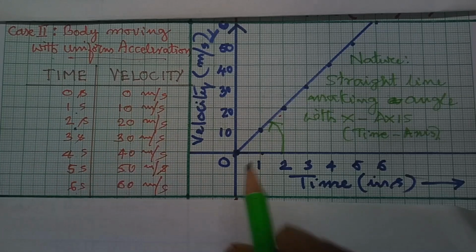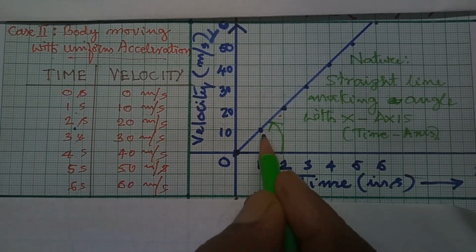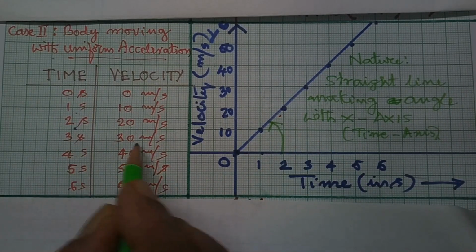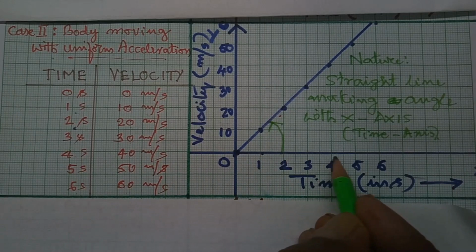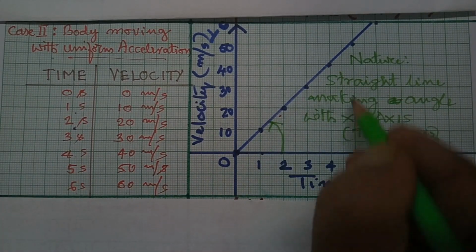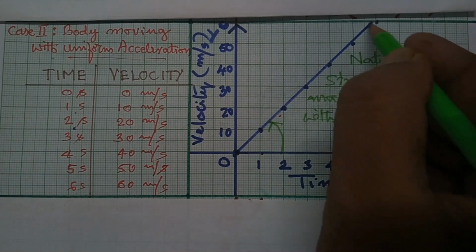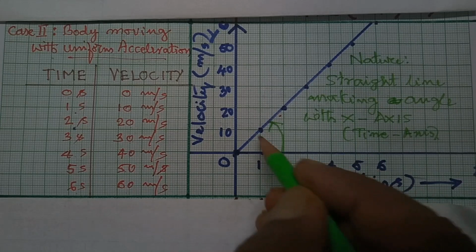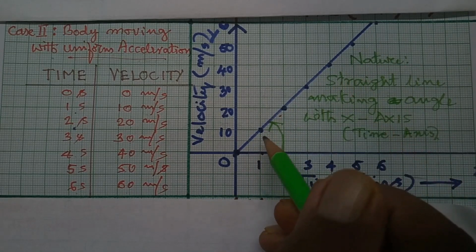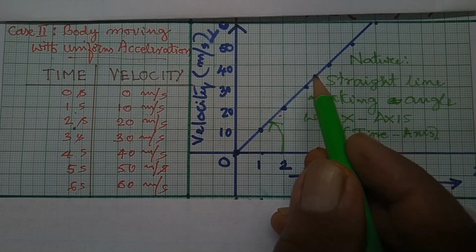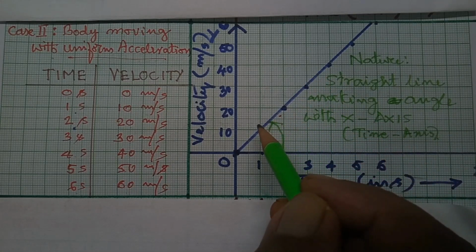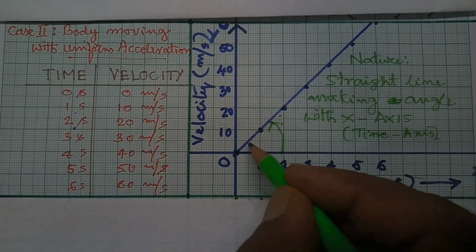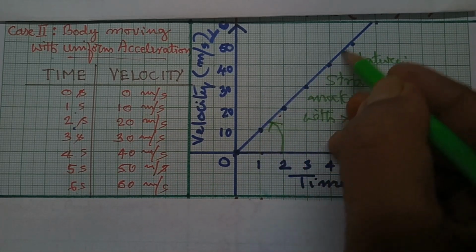0 seconds 0 meter per second, 1 second 10 meter per second, 2 seconds 20, 3 seconds 30 meter per second, 4 seconds 40 meter per second, 5 seconds 50 meter per second, 6 seconds 60 meter per second. Like that we are getting. If you observe carefully, we will find that you are getting a straight line, but remember this straight line is not parallel to the x-axis. Because velocity is gradually increasing, it is going up, up, up, up like this.